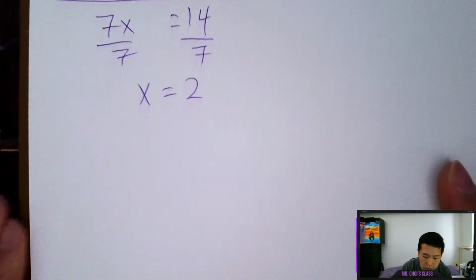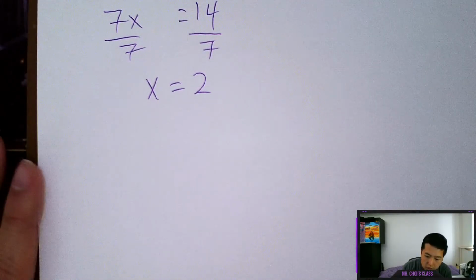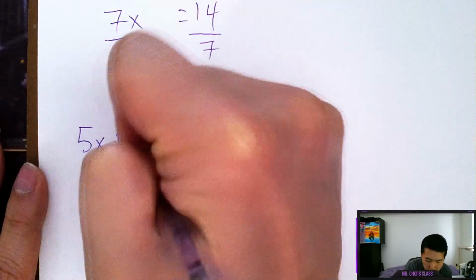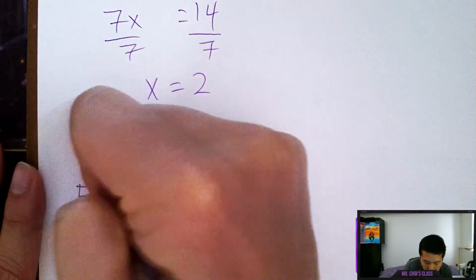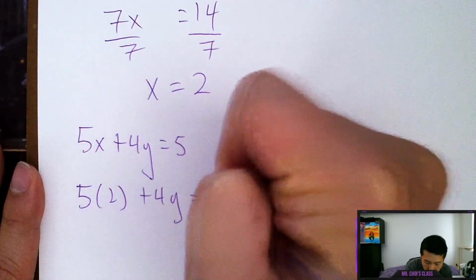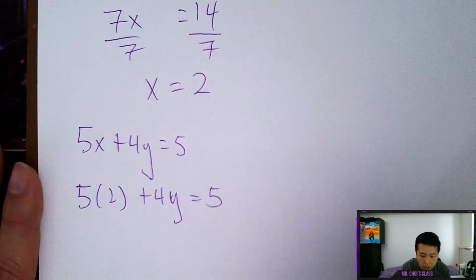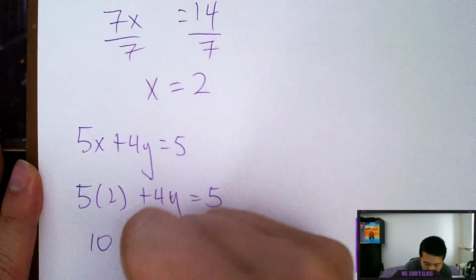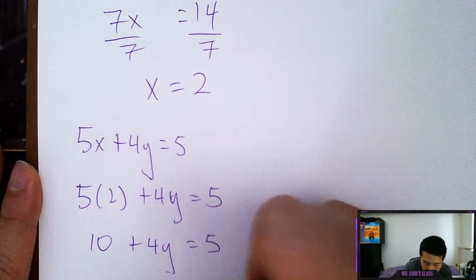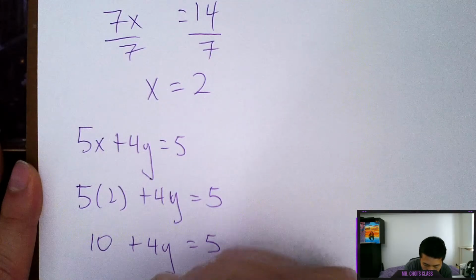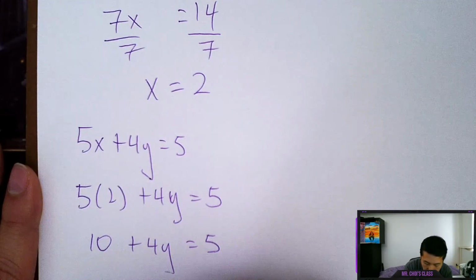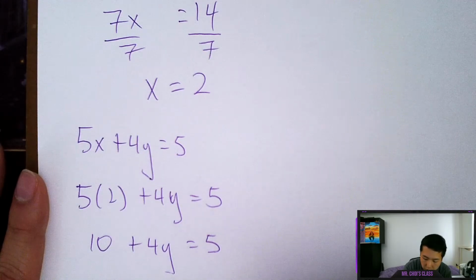Continuing onwards, if we substitute it into one of the equations, let's substitute it into equation 2. So let's use this one here. So 5 times 2 plus 4y equals 5. Okay. So 5 times 2 is 10. Plus 4y equals 5. 4y is equal to 5 minus 10. y is equal to negative 5 over 4, which should give you negative 1.25.